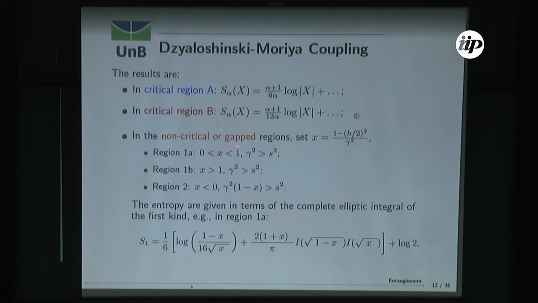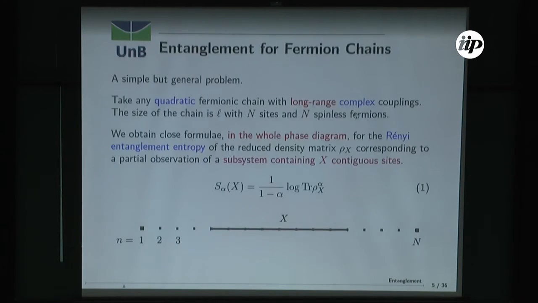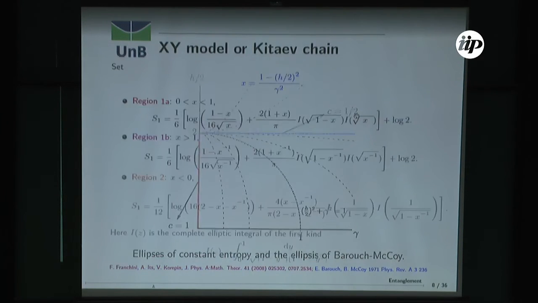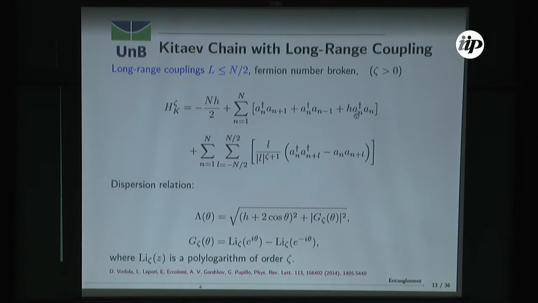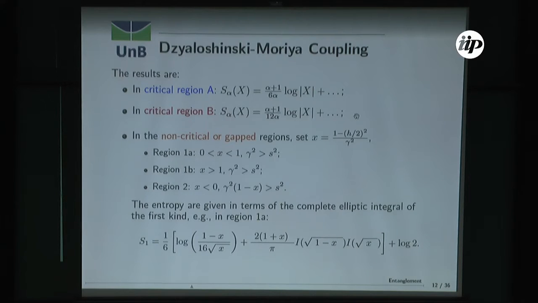And for the non-critical region, basically, the length of the interval is a block of fermions. I can associate it to spins by the Jordan-Wigner transformation, but this is a block of fermions. I have to integrate out my chain, but this is a fermionic chain. So I just integrate out, I trace out this interval, and the rest of the world. Okay, so this is our result.